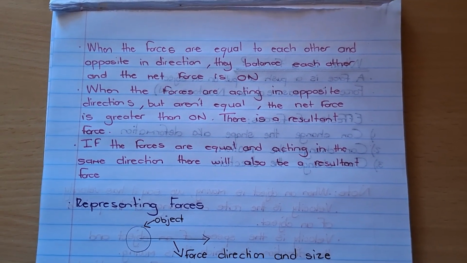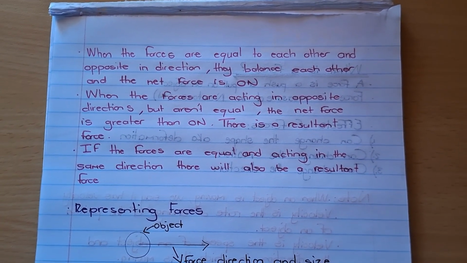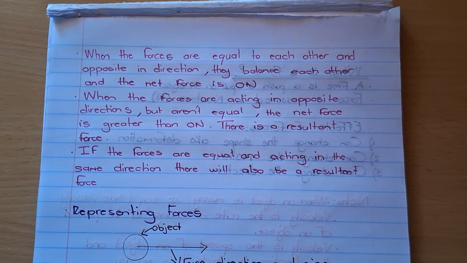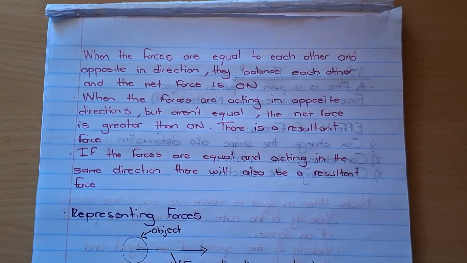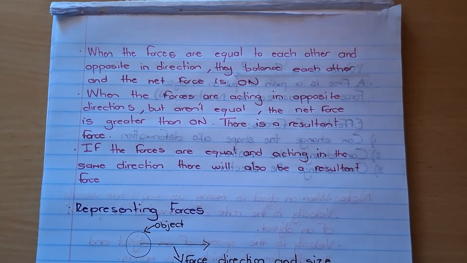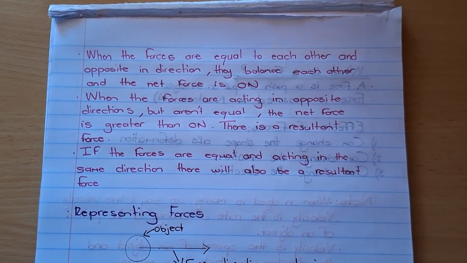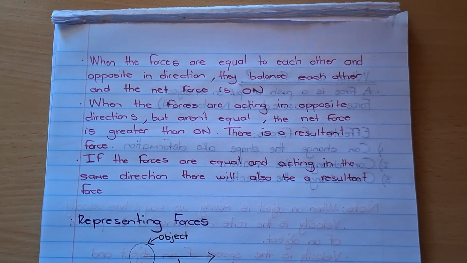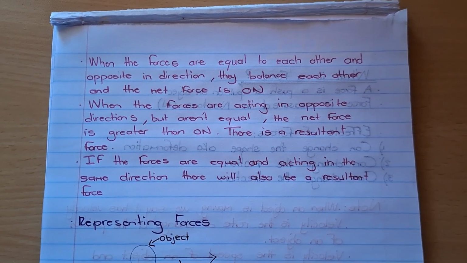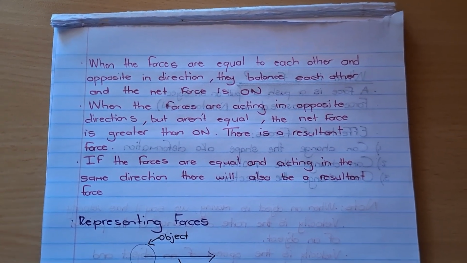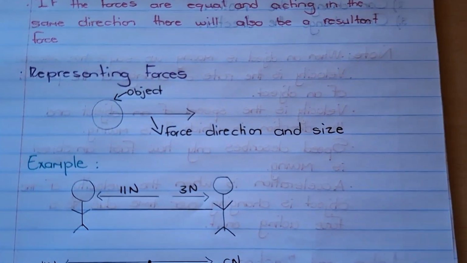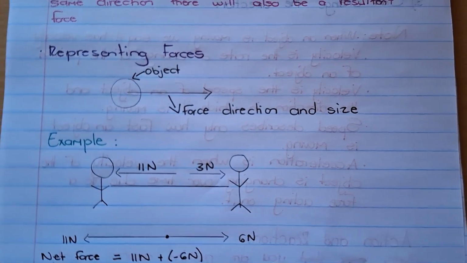But if it was equal, and let's say there were 3 people on one side and 3 people on the other side, it would then be 0 newtons. Why? Because it is equal and opposite in direction. Okay. And then it says, if the forces are equal and acting in the same direction, there will also be a resultant force.